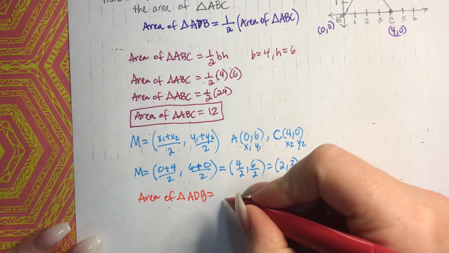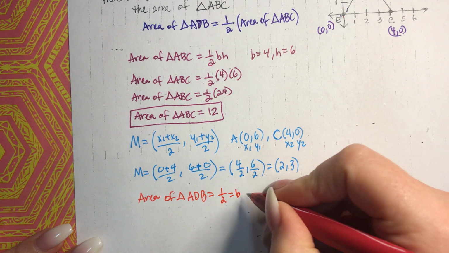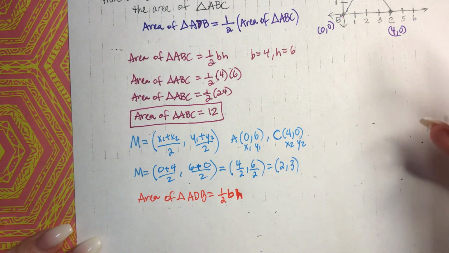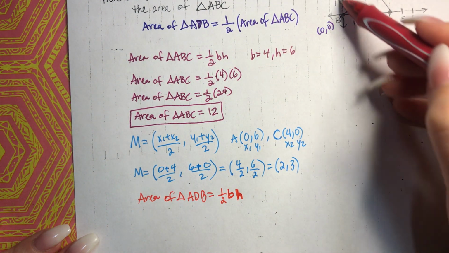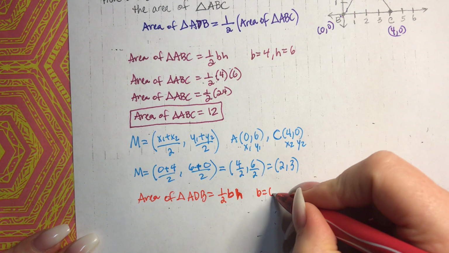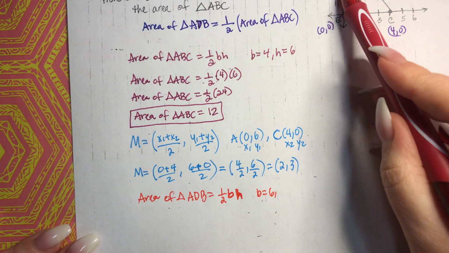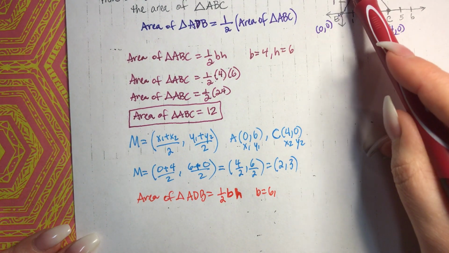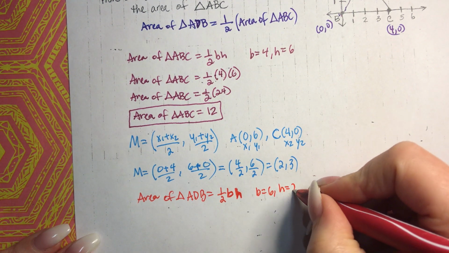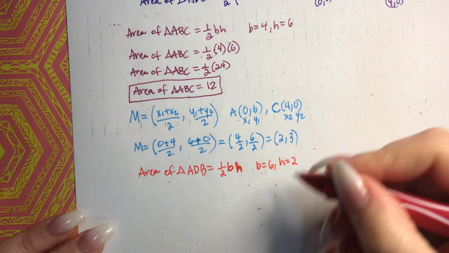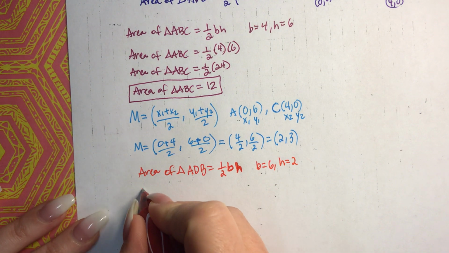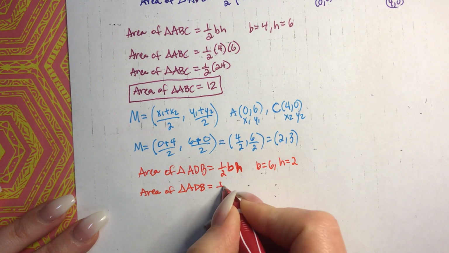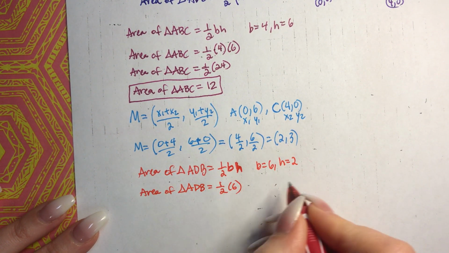Okay, and that is equal to 1/2 base times height. Where my base, this is my base, and that is 6. And my height is here at 0, and it goes all the way to this x part, which is 2. So the height is 2. Then I'm going to substitute those values in. So I get the area of triangle ADB equals 1/2 the base, which is 6, times the height, which is 2.